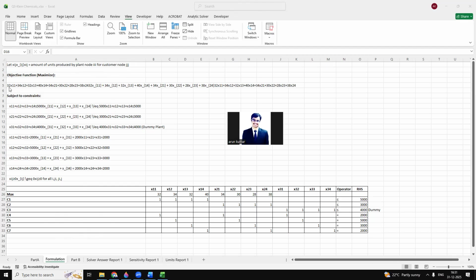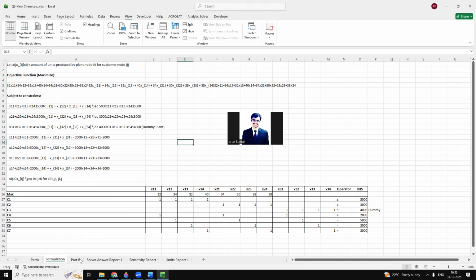So this one is 32x11, then 34x12 plus 32x13. So this is the complete objective for maximization. Then these are all our constraints. I got them from the question itself, and then this one is our Solver setup.